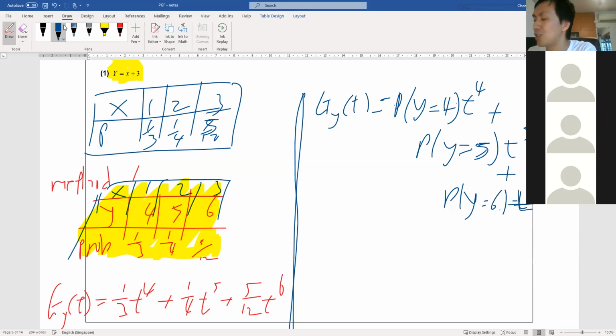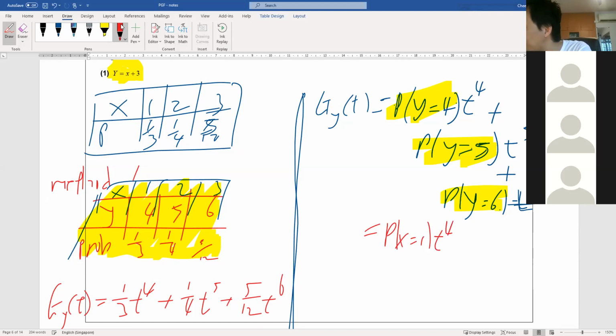This is, by definition, the construction of a PGF for variable Y, and the odds of Y to be 4, 5, and 6 are simply the odds of X to be 1, 2, and 3. So you will just have probability X is equal to 1, and t is still 4, because the outcome is focused on Y. So the plus, 6, sorry.